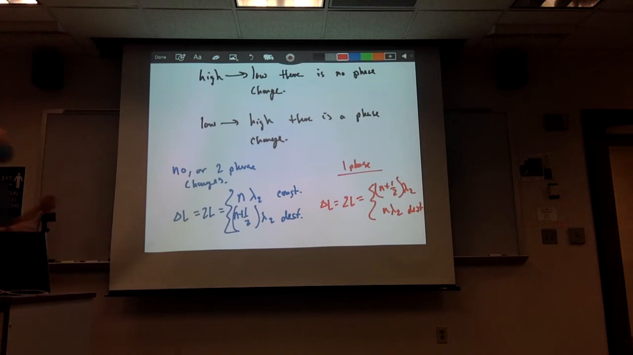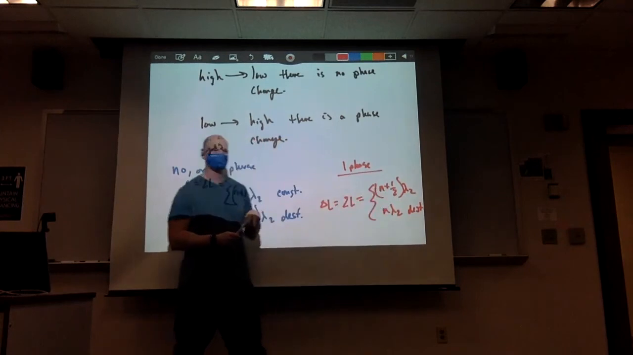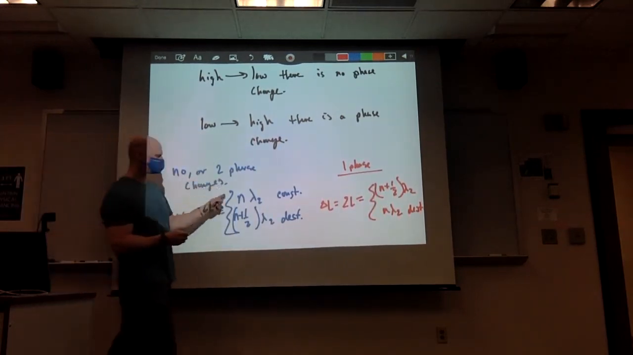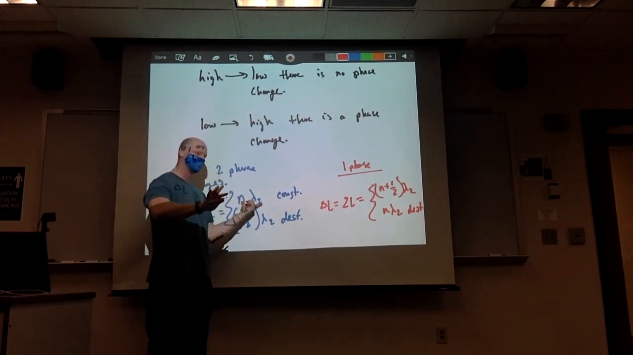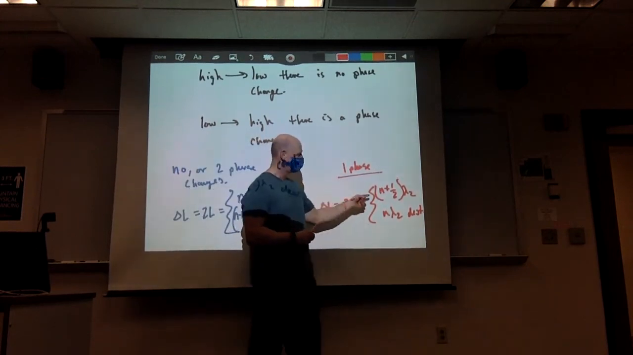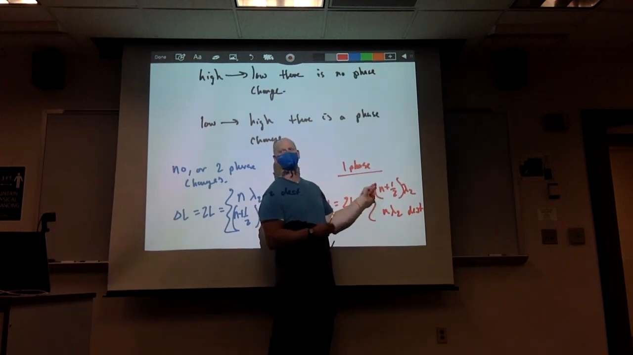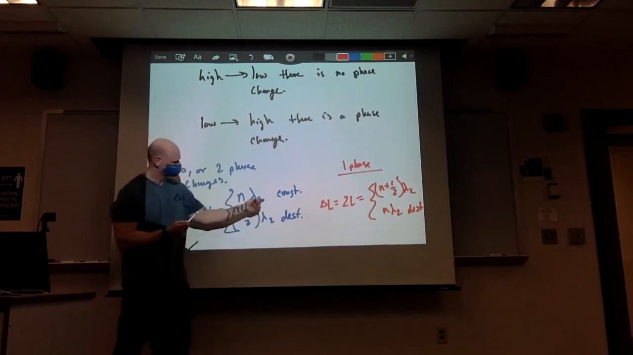So the point is that these two things are going to switch depending on the total number of phase changes I have. So again, if I have no phase changes or two phase changes, in this case, my constructive interference stays the same from what we saw before. So does my destructive interference. But if I only have one phase change, then my destructive interference becomes my constructive interference, and my constructive interference becomes my destructive interference.